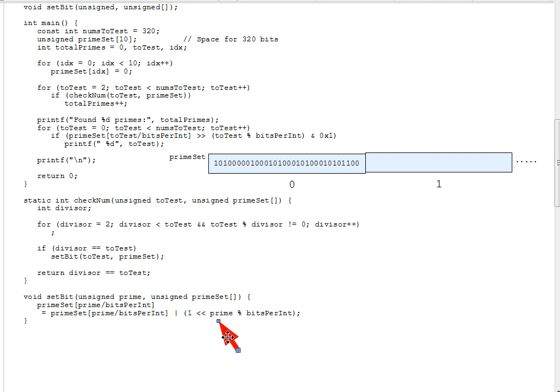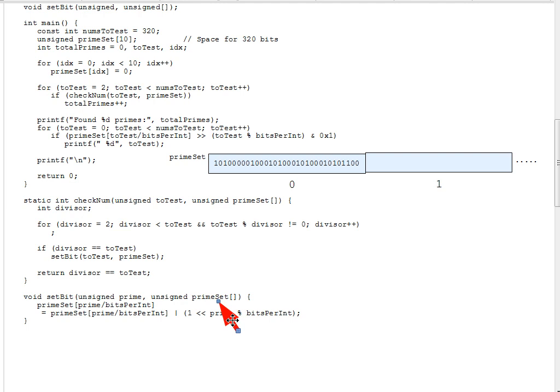The setBit function uses the two equations just discussed to pick out an individual bit in prime set and set it to 1. It takes several steps to do this, and it's important to understand them before we look at their assembly translation. Parameter prime gives the number of the bit to set, from 0 to 319. And then, of course, prime set is passed in as an array or array reference. The setBit function then picks the right index of prime set and uses bitwise operations to set just one bit in that element to 1 without changing the others.